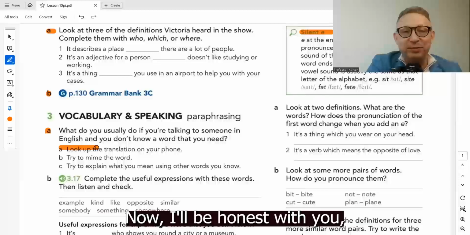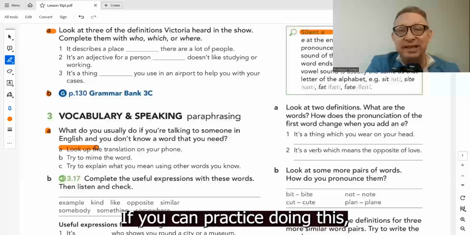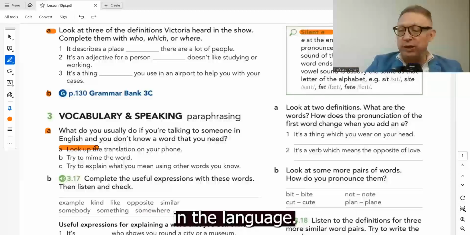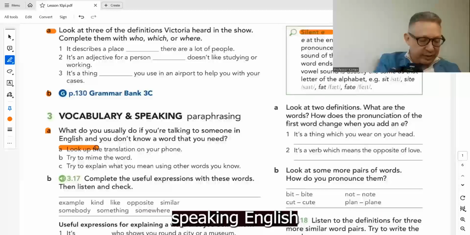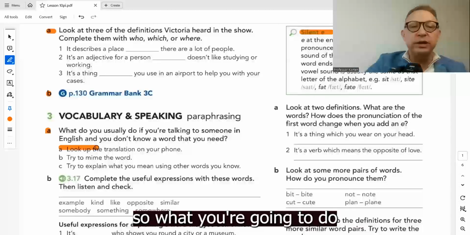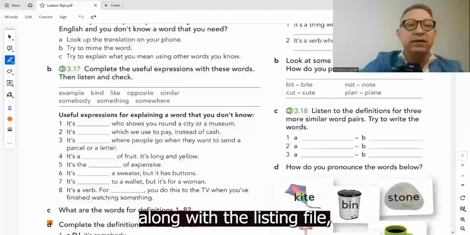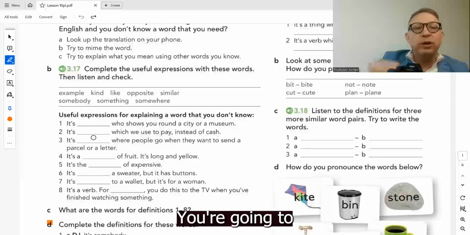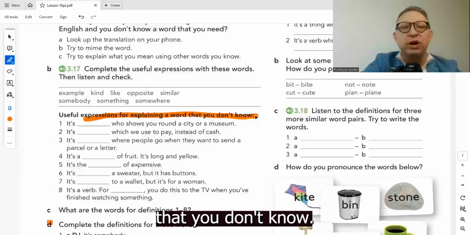Now, I'll be honest with you. Letter C is very good. If you can practice doing this, it's going to help you, because you always stay active in the language. So it's a very good opportunity to keep speaking English and work out what the meaning is. So what you're going to do now in the practice sentence exercise, along with the listening file, because we have 317 here, so I won't participate. You're going to then use, here are useful expressions for explaining a word that you don't know.